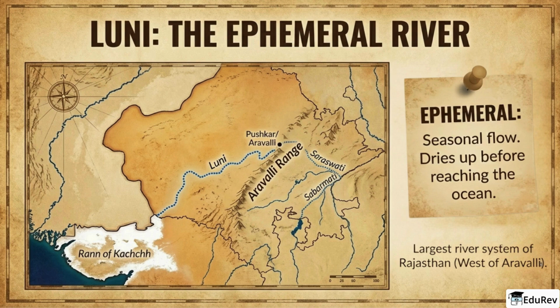The map gives you the setting clearly. It rises near the Pushkar Aravali region, flows across the arid west, and moves toward the Rann of Kutch. Around it, orientation rivers like Saraswati and Sabarmati appear, but Luni remains the key desert river to remember. This is not a perennial sea-reaching river. Treat it as a desert drainage system.